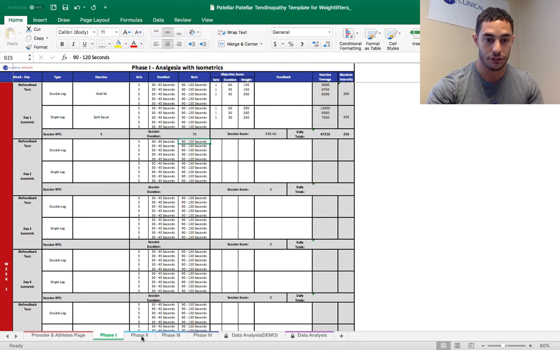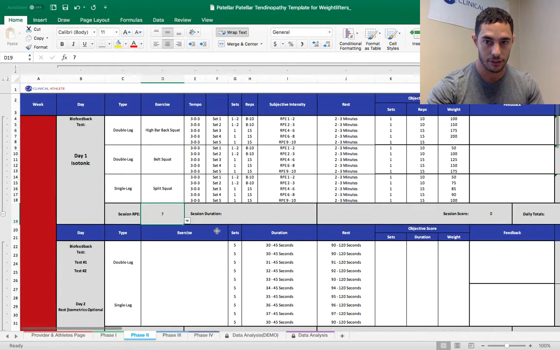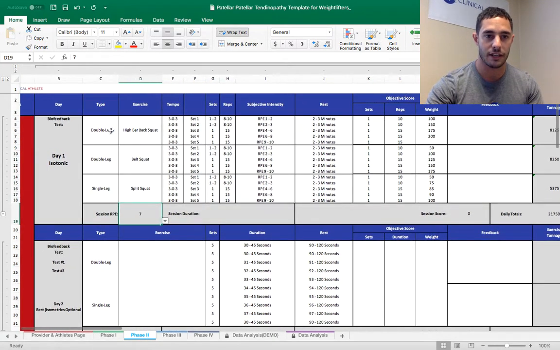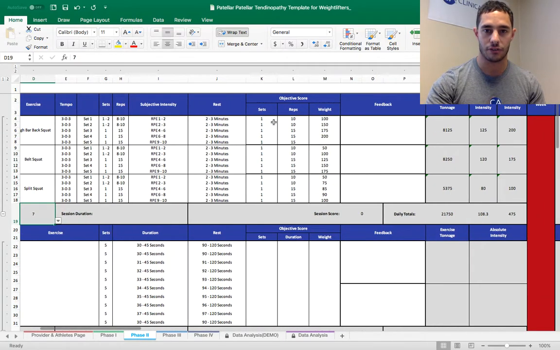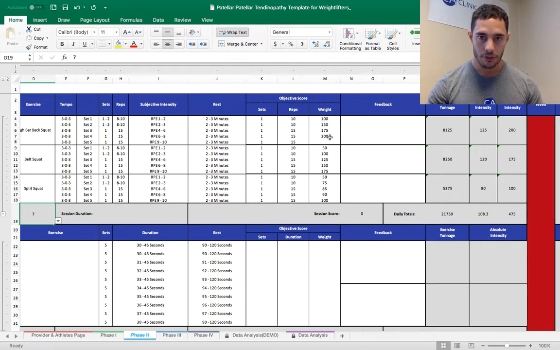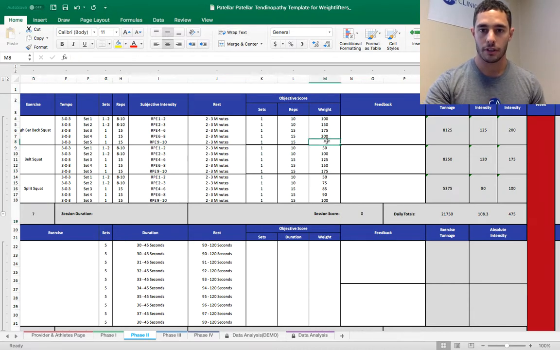Now let's move on to phase two metrics. Very similar, but I've got a day here filled out. So this athlete did high bar back squat, belt squats, and split squats. And these are all the numbers that they actually did here. So you can see that exercise tonnage, average intensity, which is a new one now. Average intensity is the weights utilized divided by the number of sets. So it's the average of the loads here across all the sets that they did.